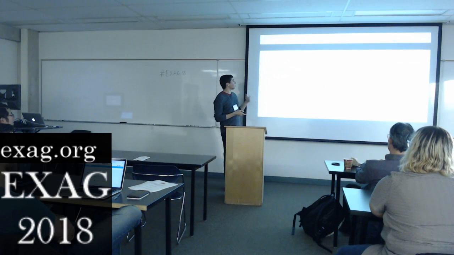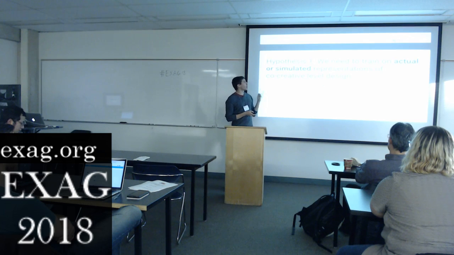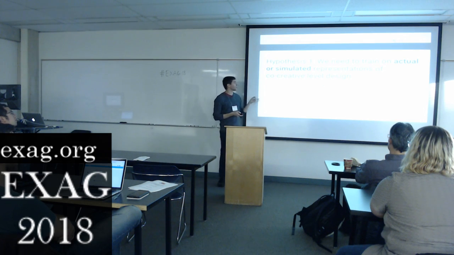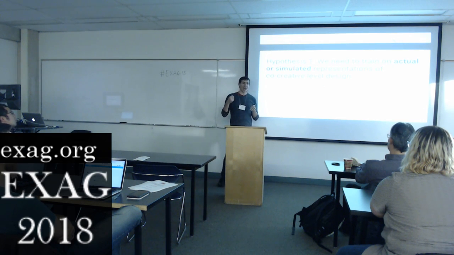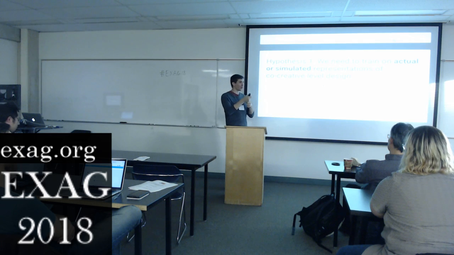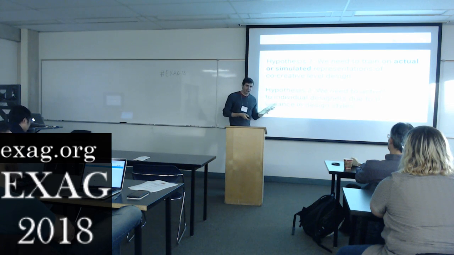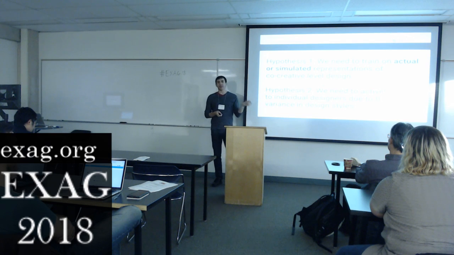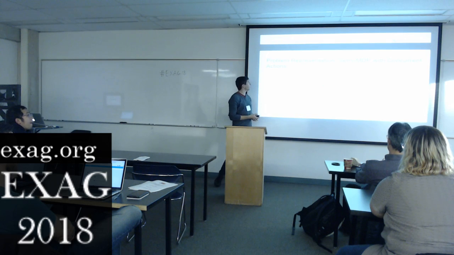So what do we do about this? We came up with 2 hypotheses. One was we need to train on actual or simulated representations of co-creative level design. Trying to retrofit one of these autonomous agents to be co-creative after the fact doesn't really work. And second, we need to actively adapt to individual designers due to the variance in these designers. So those are our hypotheses. Let's see how that shakes out.